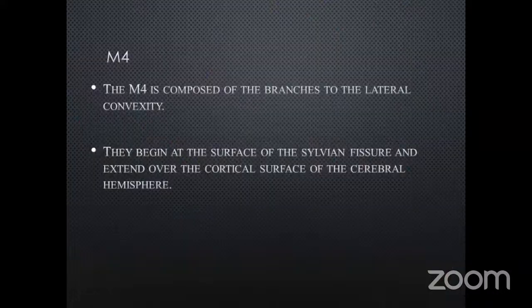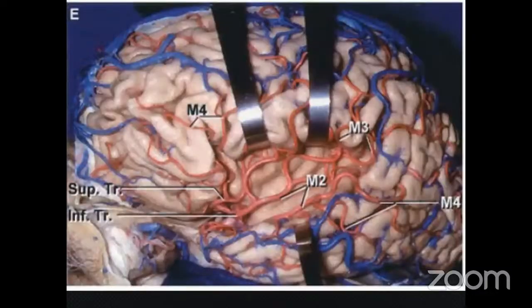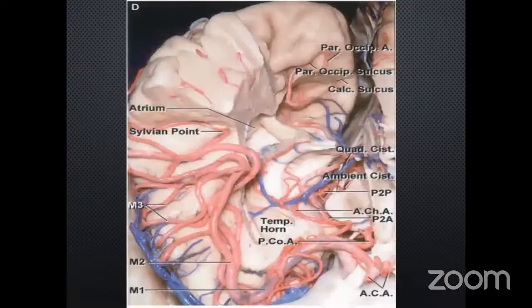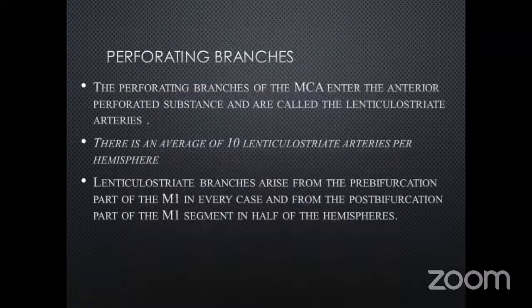The M4 is composed of the branches to the lateral convexity. They begin at the surface of the Sylvian fissure and extend over the cortical surface of the cerebral hemisphere. So these are similar pictures I have already discussed.